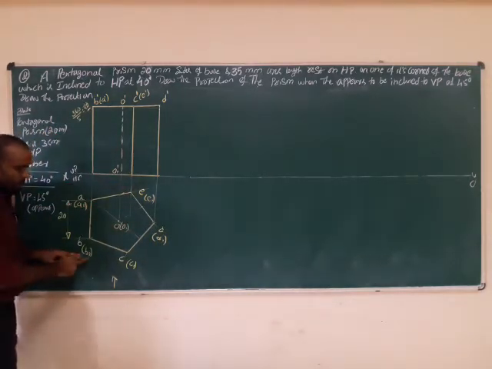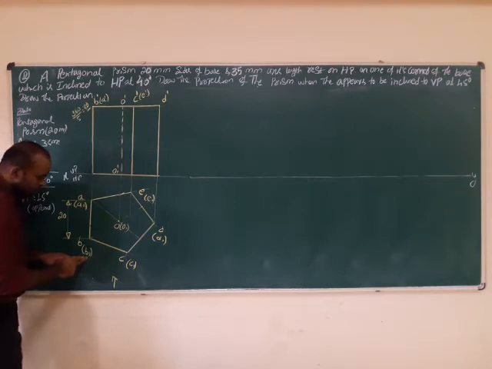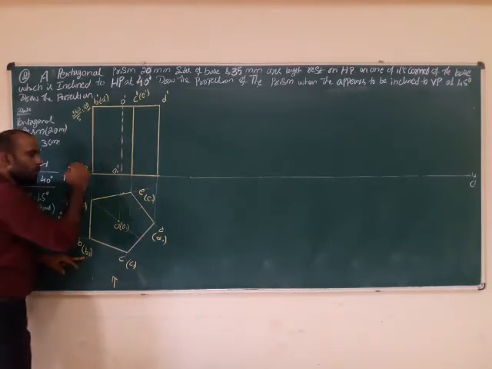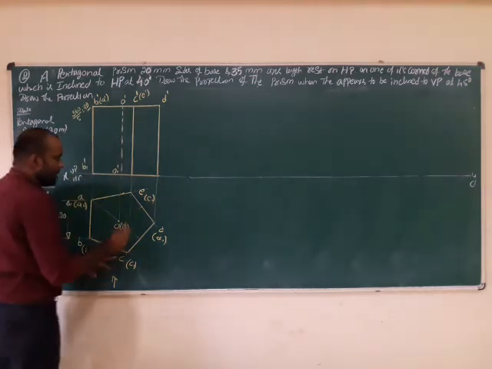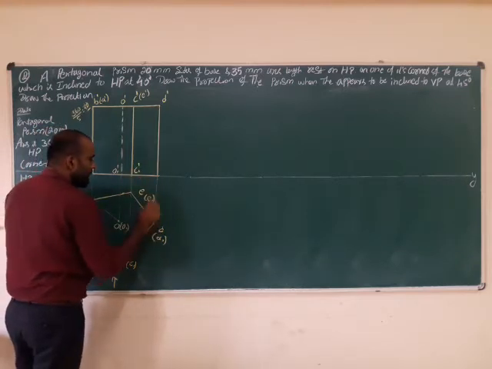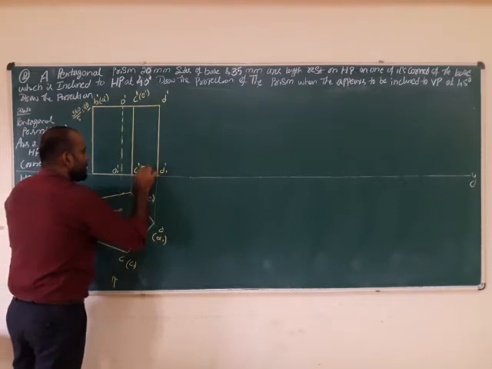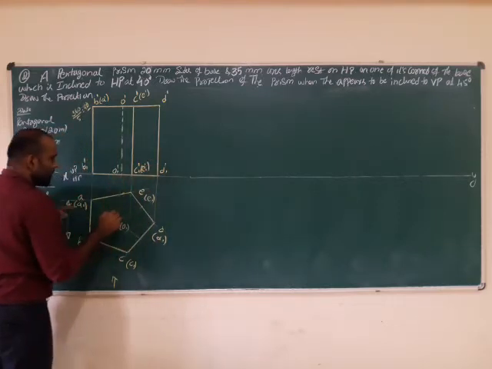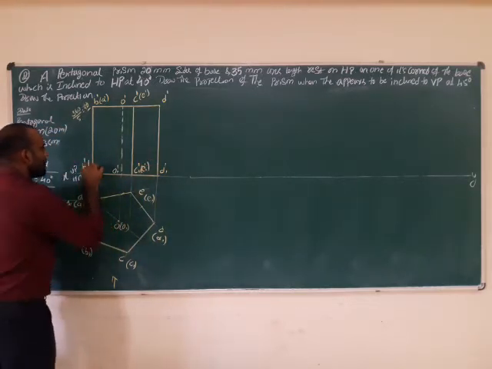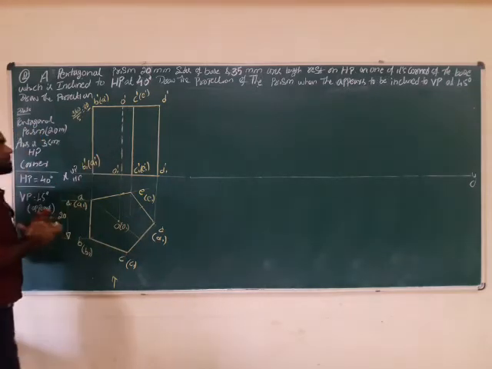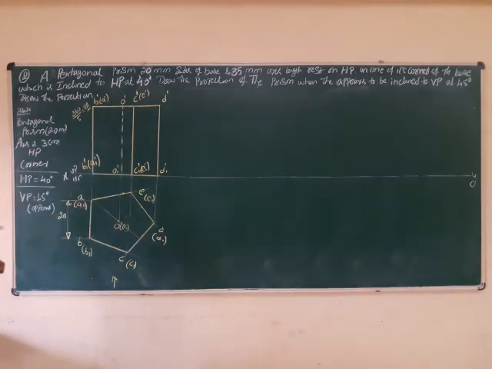Next, I consider A1, B1, C1, D1. B1 is visible, below you have to write B1 dash. C1 is visible, C1 dash. D is visible, D1 dash. E is not visible, E1 dash. At the same point, A is not visible, A1 dash. That is the front view.